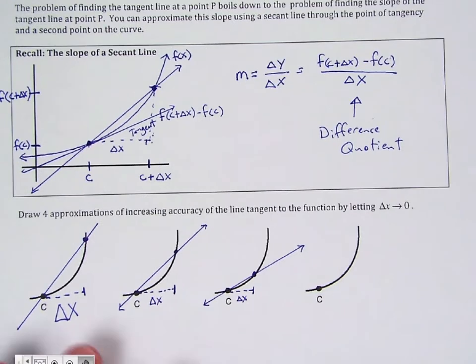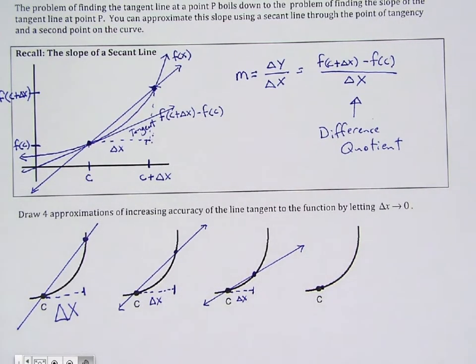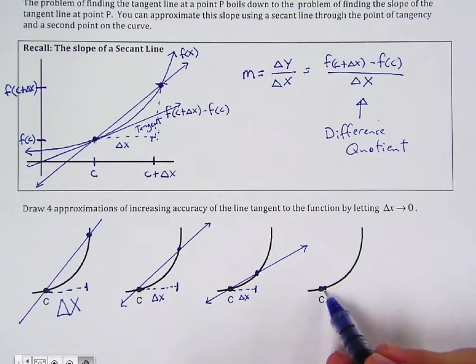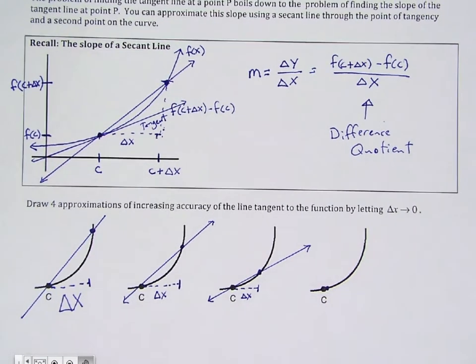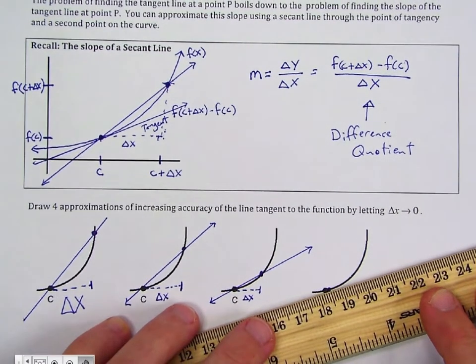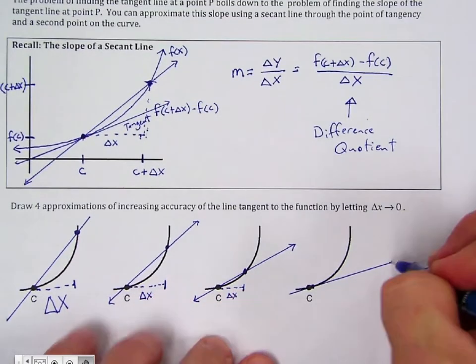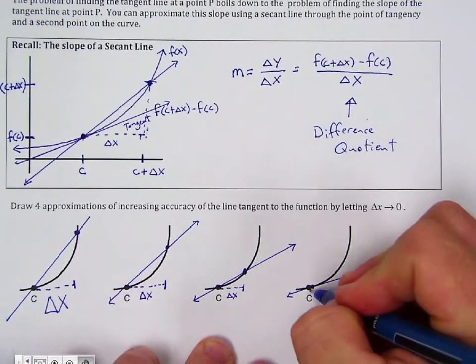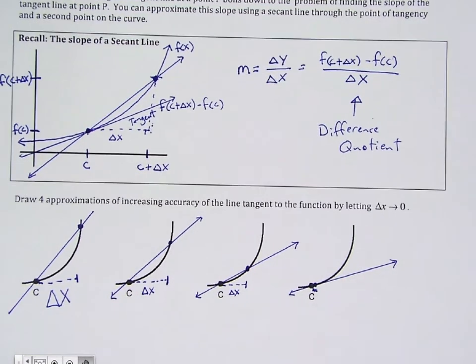And what we're doing then is letting delta x go to 0. Now obviously if we just draw it at 0, it may not exist there because we don't have the 2 points to draw our line through. But by getting closer and closer, we're becoming much more accurate. So here you can see delta x is tiny, going to 0.